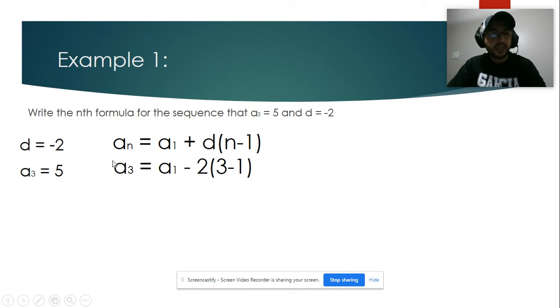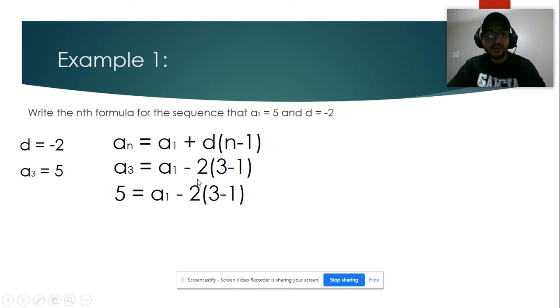So we know that a sub 3, or the third term, is equal to the first term minus 2, because that's the distance, times n. We know n is 3, so 3 minus 1. And then we can replace this third term with the value of 5. So at this point, we're going to have an equation with only one unknown, which is the first term, and then we can solve for the first term, and that's how we're going to find it.